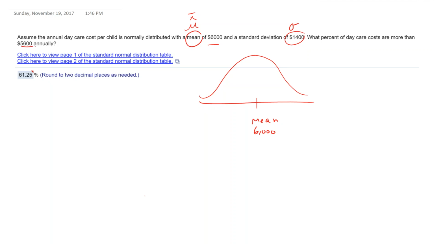We're wanting to find out the percent of daycare costs that are more than $5,600 annually. Well, $5,600 is below the mean, and we're trying to figure out the percent of area that is all the way to the right of $5,600. Right now, we have a table of values that we look up our percentages, and $5,600 is not located on that table. So we have to standardize our value first.